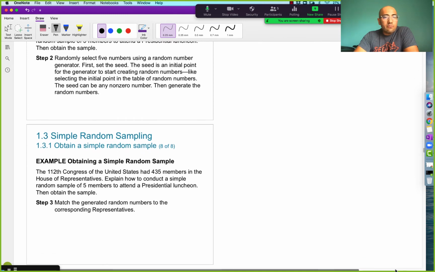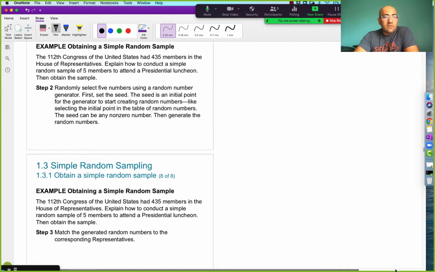So the random number generator will just spit out some numbers for you: 182, 207, 409, randomly assigned numbers, and then you go back and you match up the number to the name of the person, and that's how you can get your sample, right? But again, visualize all 435 names are written down on a little piece of paper, throw them in a hat, shake them up, pick 5 people. That's simple random sampling.